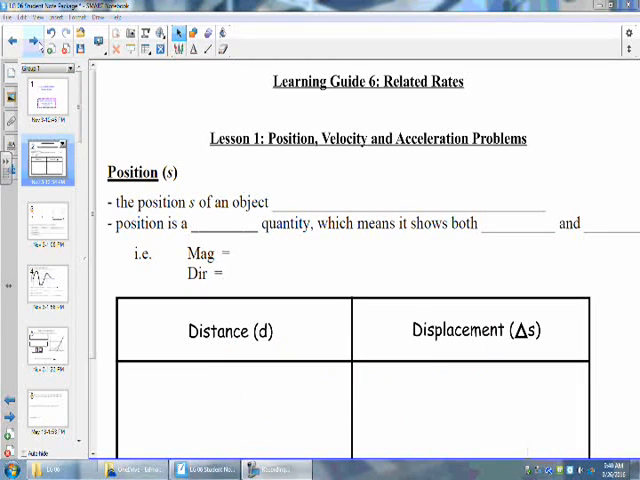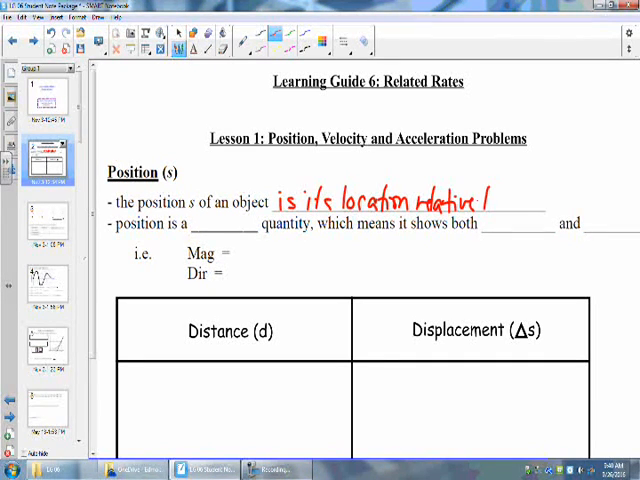So we're going to start off with some basic definitions. The first one is position, because we're going to be using this terminology quite a bit in this learning guide. The position of an object is its location relative to some origin. So basically this is like the distance from an origin specifically.